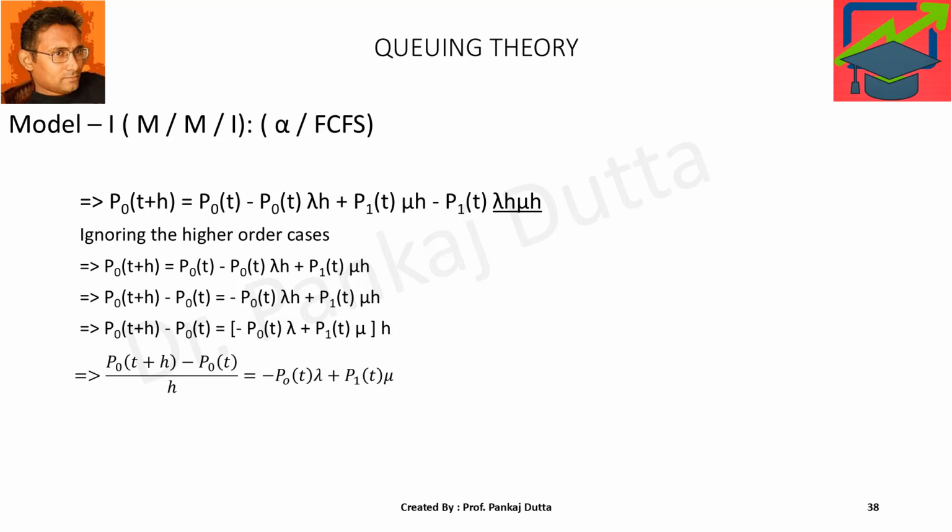Here, when h tends to 0, the expression P naught of t plus h tends to P naught of t. This makes the left hand side of the expression equal to 0. Simple manipulations give us the second steady state equation.